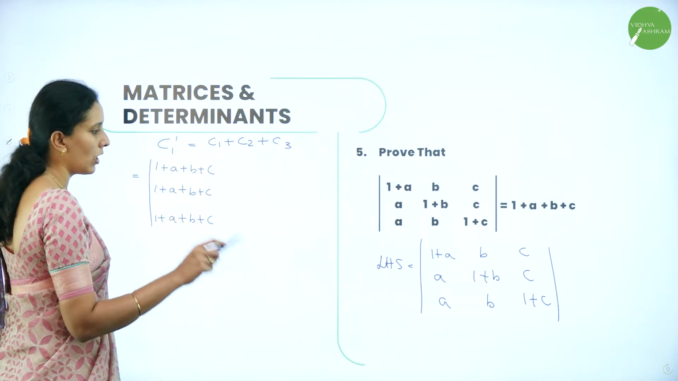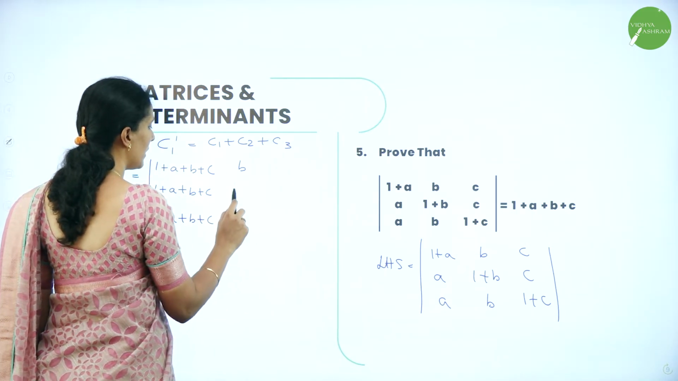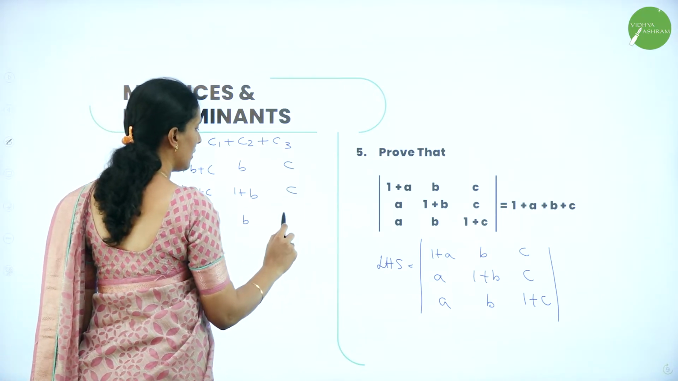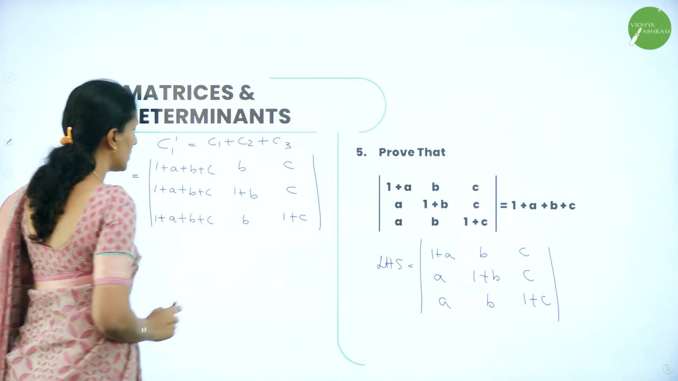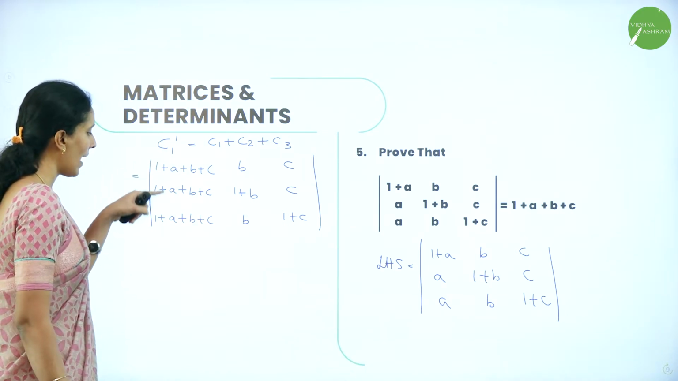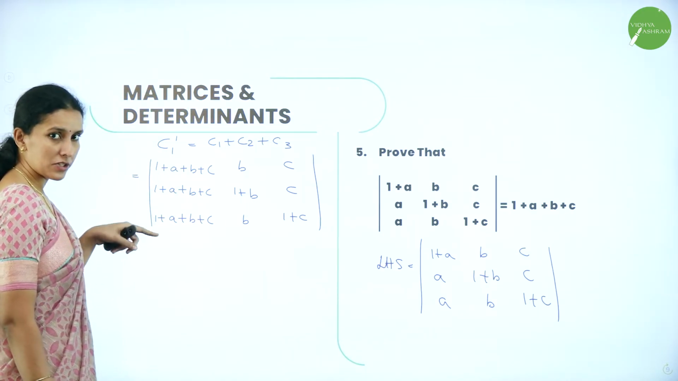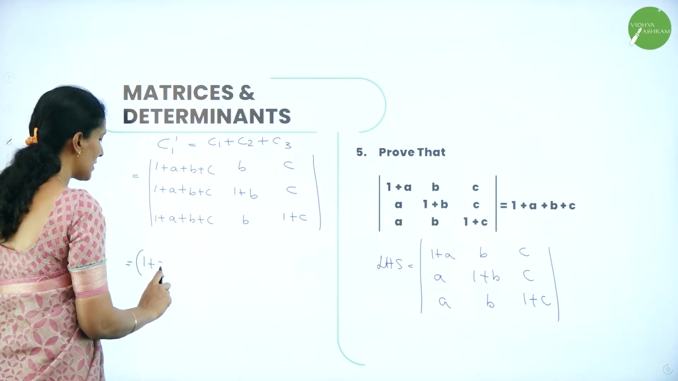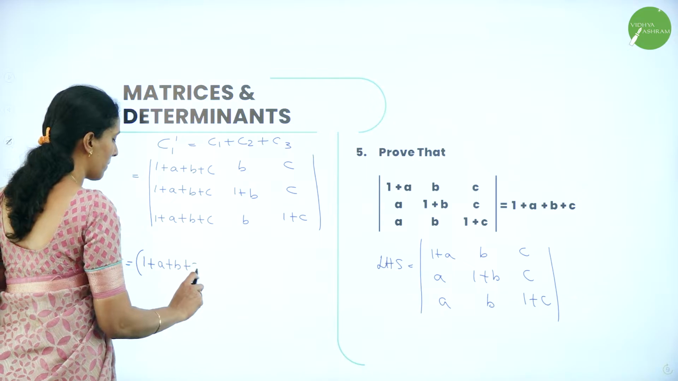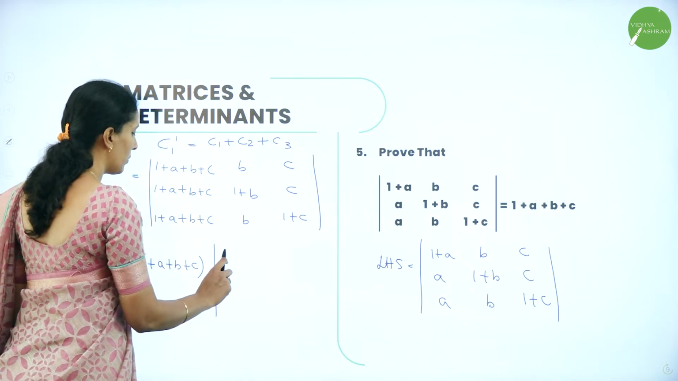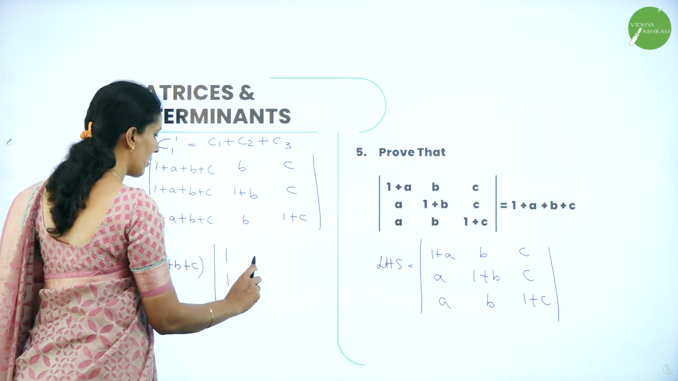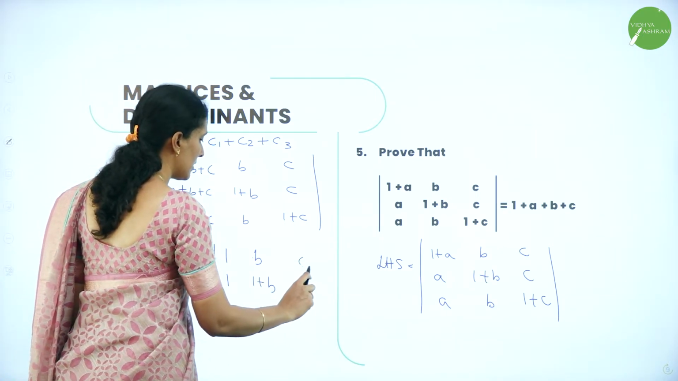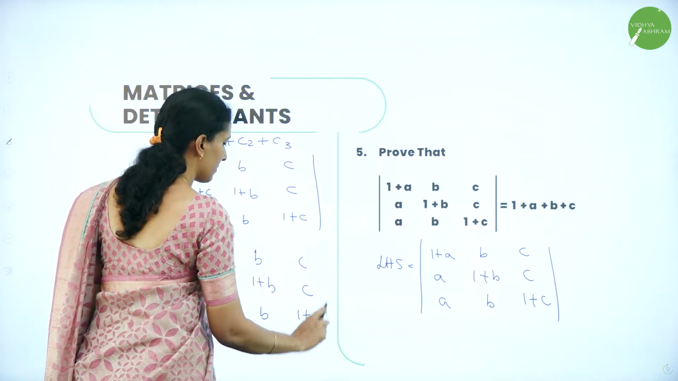So write the second column and third column as it is: B, 1 plus B, B; C, C, 1 plus C. Now we can see that we have a common element in the first column which we can take out. So I can write it as 1 plus A plus B plus C. Now I will get the new determinant 1, 1, 1, B, 1 plus B, B, C, C, 1 plus C.